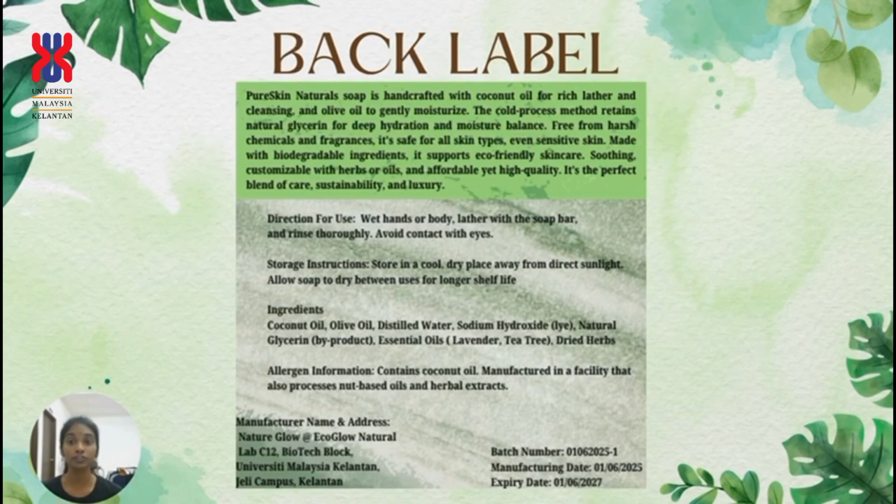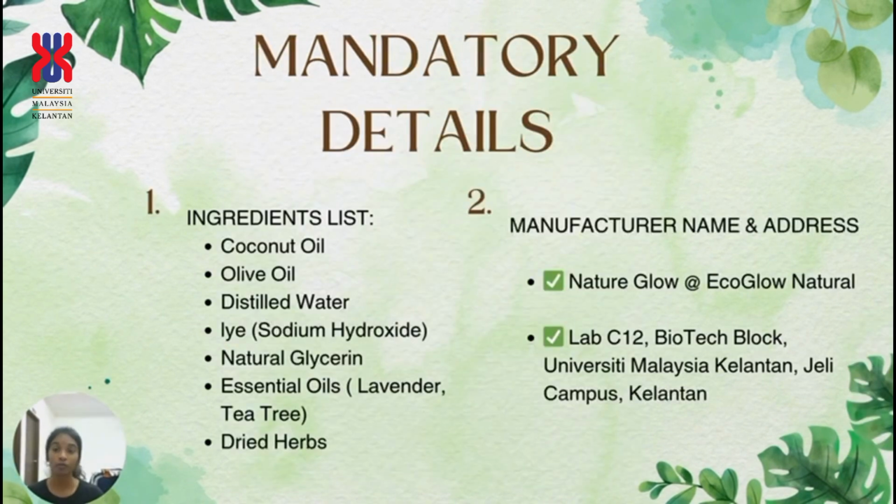Next, let's move on to the back label of our product. The mandatory details such as the ingredient list and manufacturer's name and address are clearly stated on the back label. The ingredients for our product are carefully selected and listed in descending order. Our soap contains coconut oil and olive oil as the main base oils, which are well known for their moisturizing and skin-soothing properties. Next, distilled water and sodium hydroxide are also used.